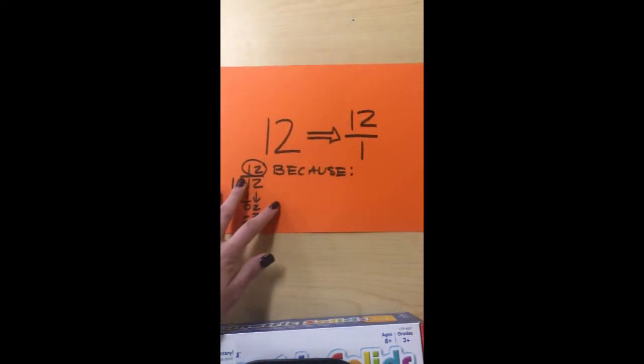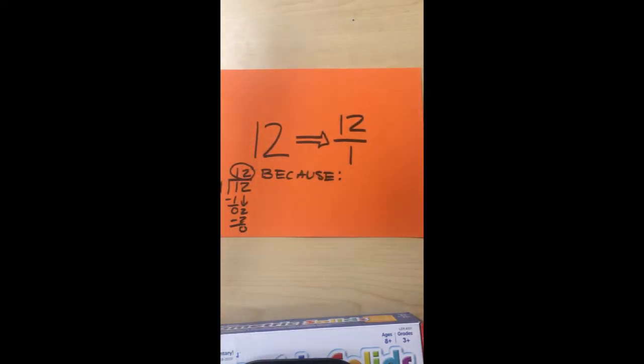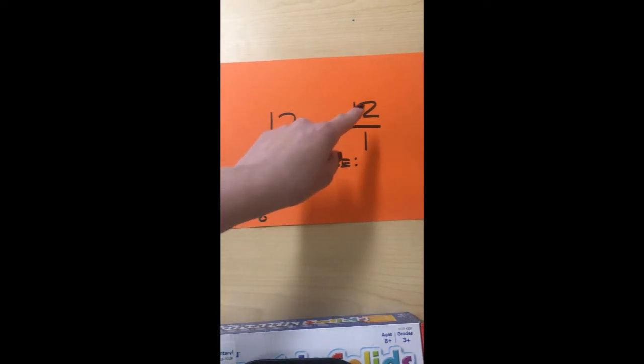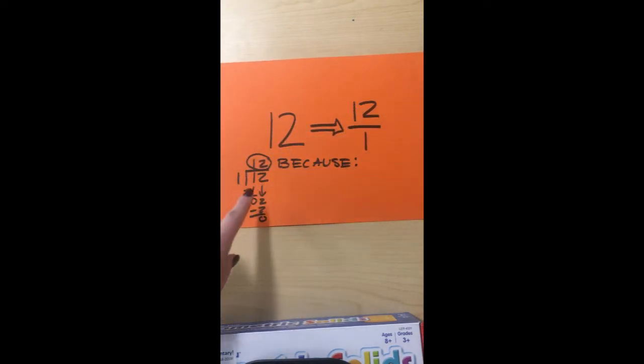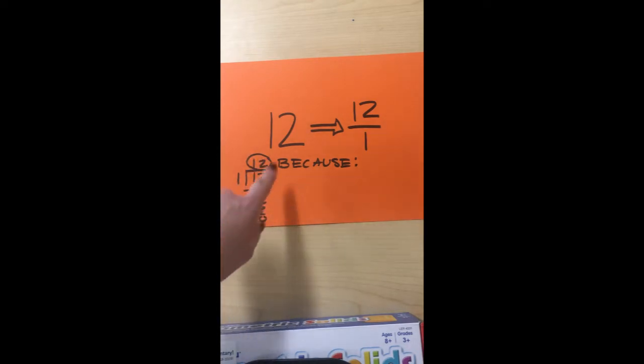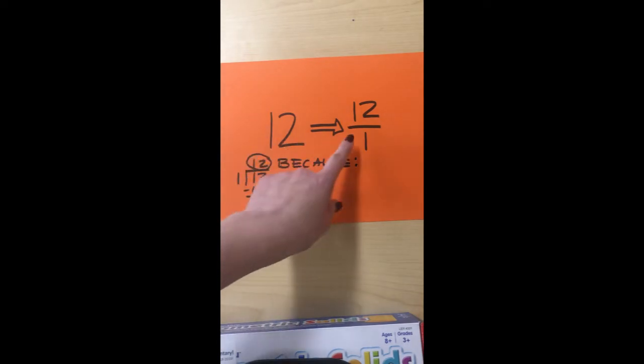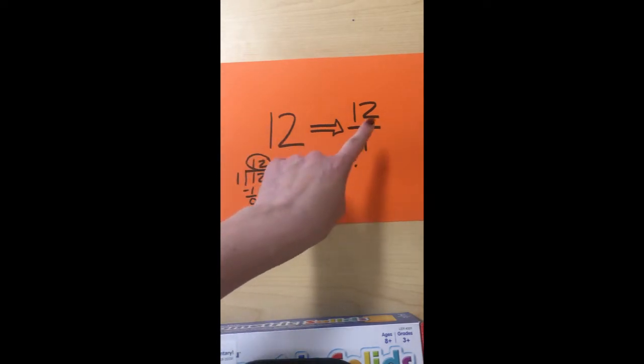Now, I want you to remember, when we have a whole number like 12, we could actually write that over a 1, and it's the same thing. The reason why is this is 12 divided by 1, and 12 divided by 1 equals 12, if we were to work it out. So these are actually the same thing. So we're going to write our whole number over a 1.